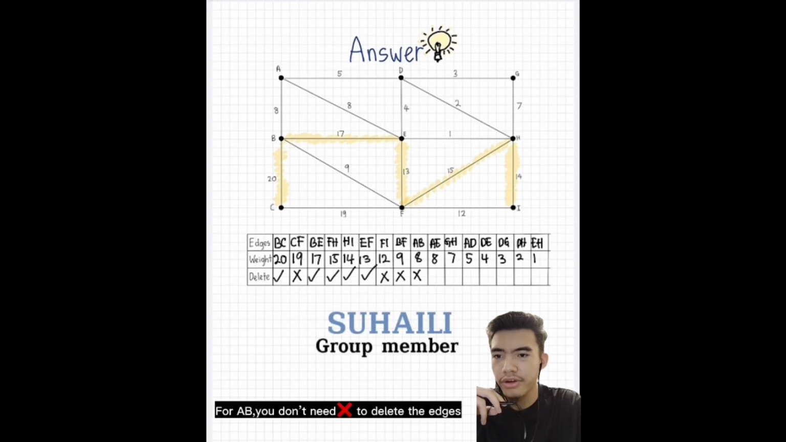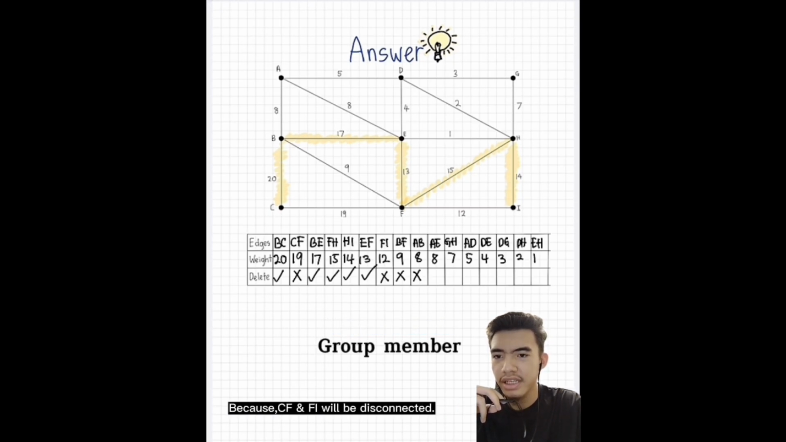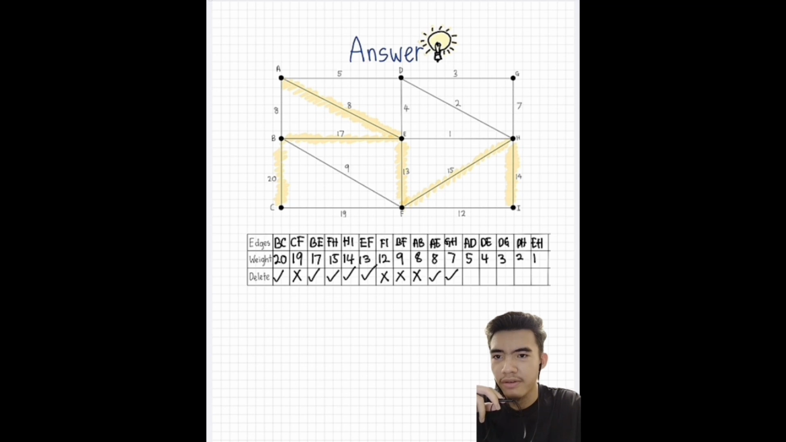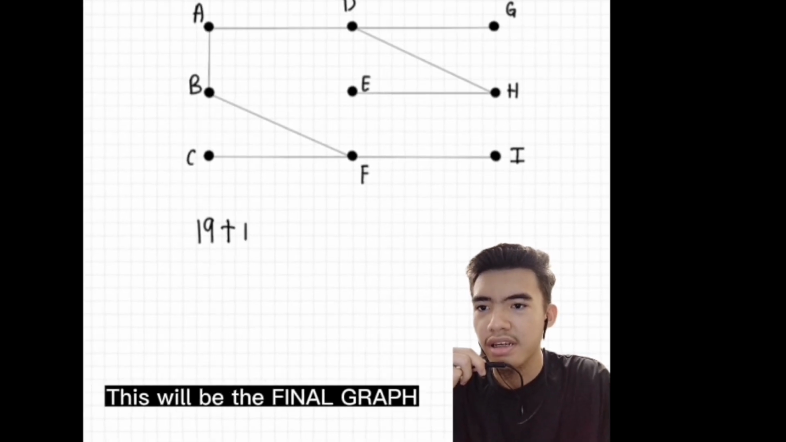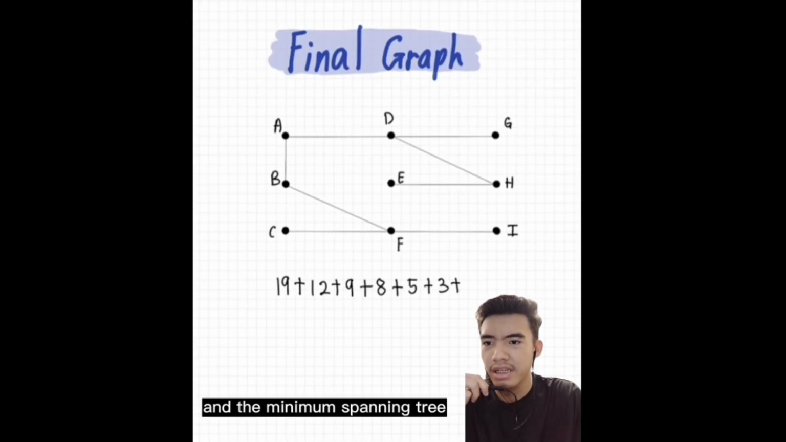For AB, you don't need to delete the edge because CF and FI will be disconnected. For AE and GH, you can delete the edges. For AD, you don't need to delete the edge because AB, BC, CF and FI will be disconnected. For DE, you can delete the edge, and lastly, for DG, DH and EH, you don't need to delete the edges because E will be an isolated vertex. This will be the final graph, and the minimum spanning tree is 59.